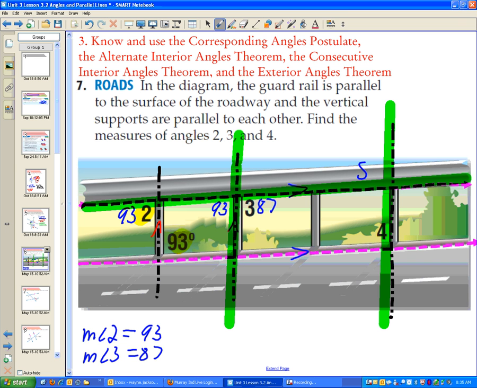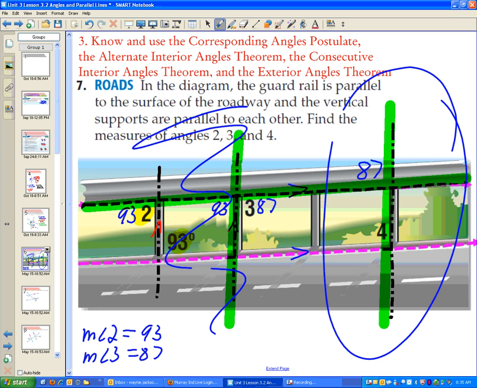Alternate interior angles are congruent, so that's 87, since angle 3 was. And now, if I ignore all this over here and look right here, that's 87 because of the corresponding angles postulate. That's a way of looking at it. Do you follow me? So what's the measure of angle 4? All right, so much for number 7.